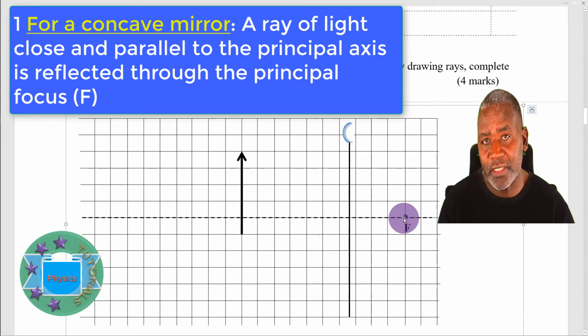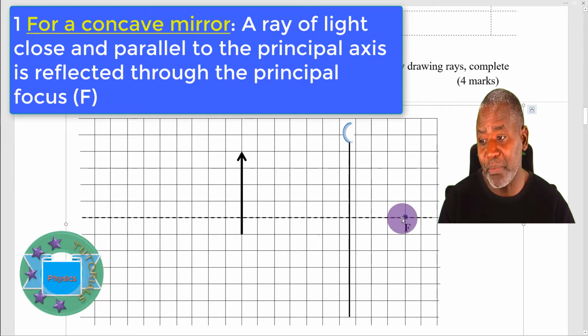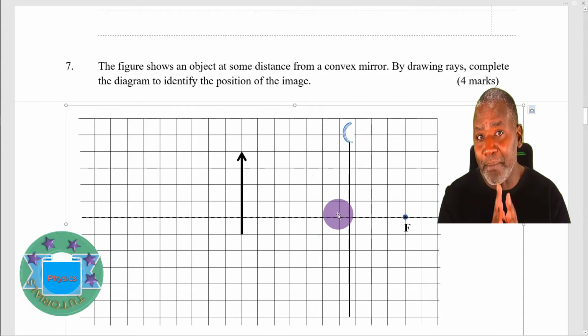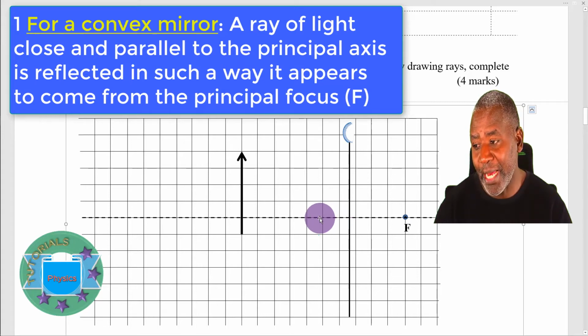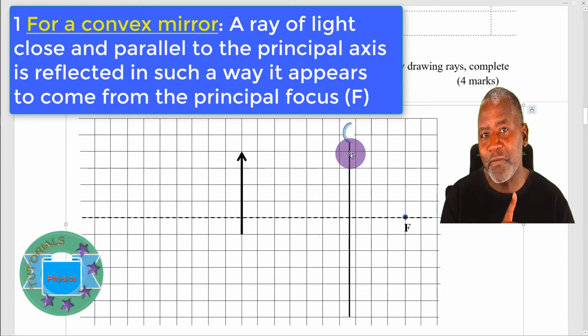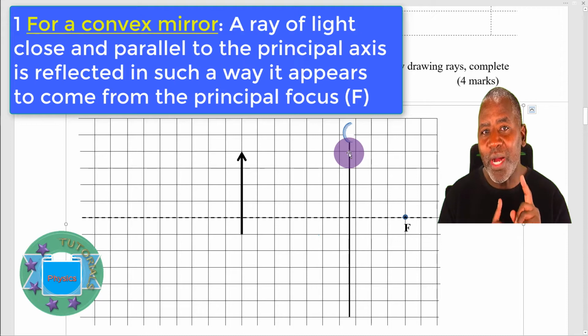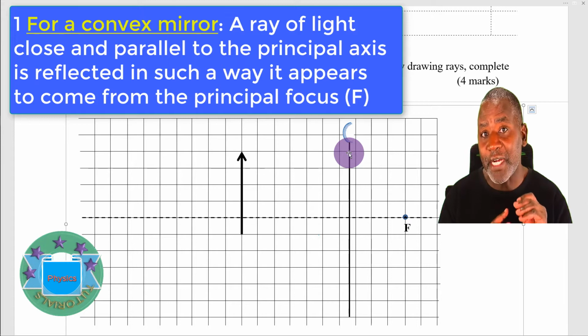This is the principal focus and this is the mirror. So there is no way an incident ray from the object can pass through the principal focus of a convex mirror. So for a convex mirror, the same law goes like this: a ray of light which is close to the principal axis and parallel to it is reflected in such a way that it appears to come from F. The word appear is very important because here we are going to look at virtual rays.